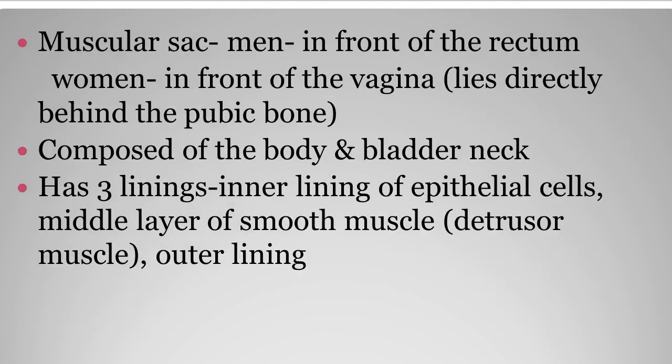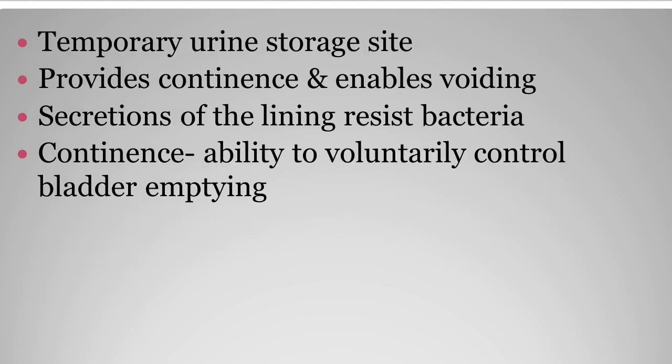Then the next one is the bladder, which is a muscular sac, in men in front of the rectum, in women in front of the vagina, lying directly behind the pubic bone. It is composed of the body and bladder neck, and it also has 3 linings. The inner lining of epithelial cells, and the middle layer of smooth muscle. This is the important detrusor muscle, because we're going to talk about when it has a dysfunction. This is why some women later on in life, after birthing children, will have problems with their detrusor muscle and develop the problem of incontinence. And then the last layer is the outer lining of the bladder.